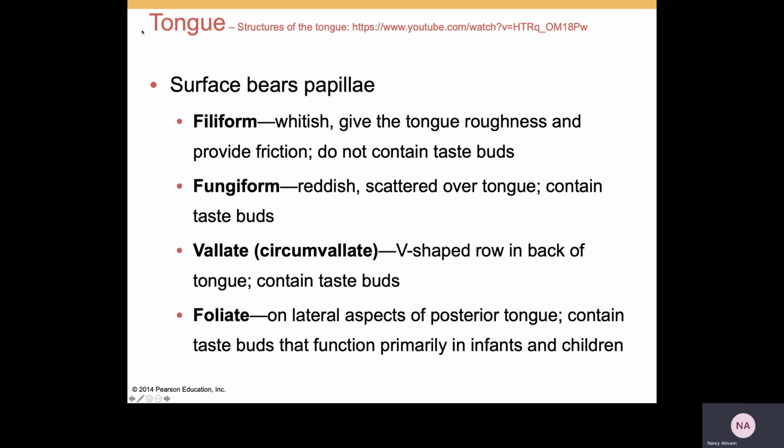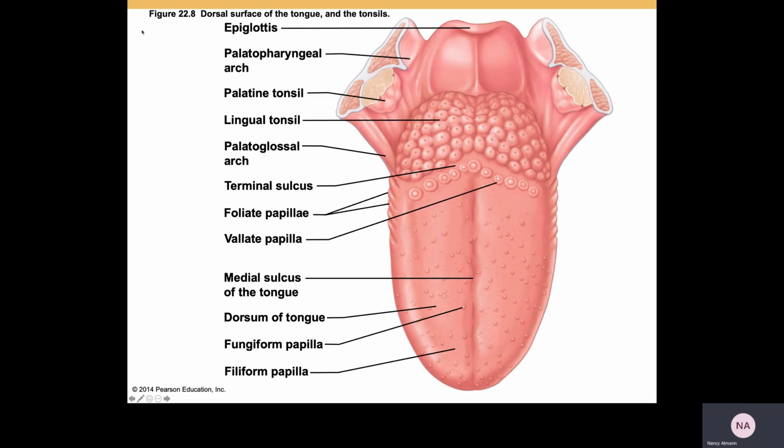The vallate is this V-shaped row in the back of the tongue. It does contain taste buds. And the foliate are on the lateral aspects of the tongue, and they will also contain taste buds that are going to function primarily in the youths of our world, infants and children. And there you go. That's what they look like.